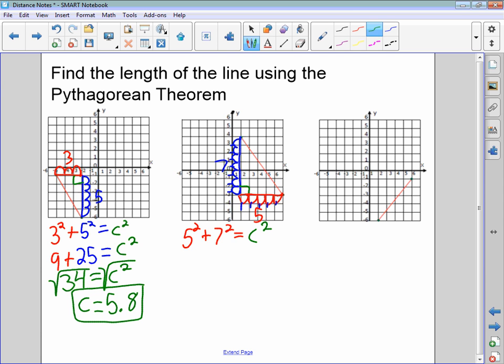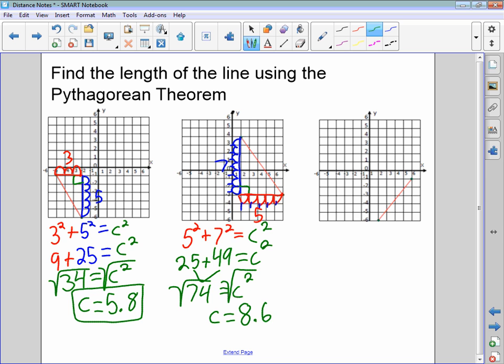5 squared is 25, plus 7 squared is 49. They're still equaling C squared. I add them together, and I get 74 equals C squared. I will now square root 74 and square root C squared, and I end up with C equals 8.60, so it rounds to 8.6.